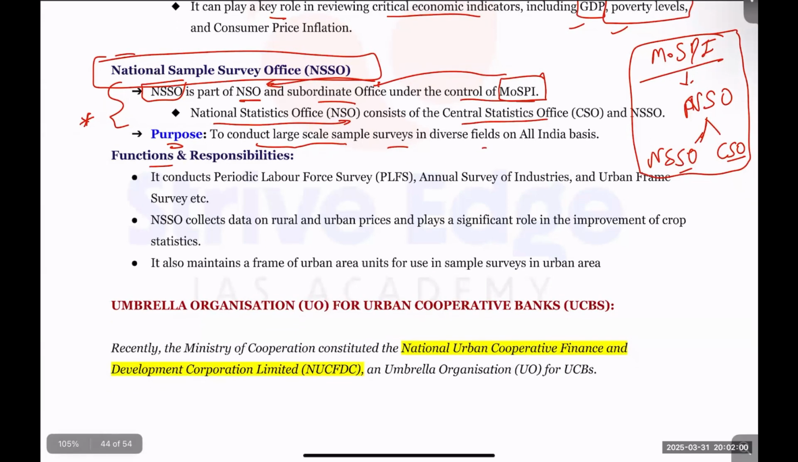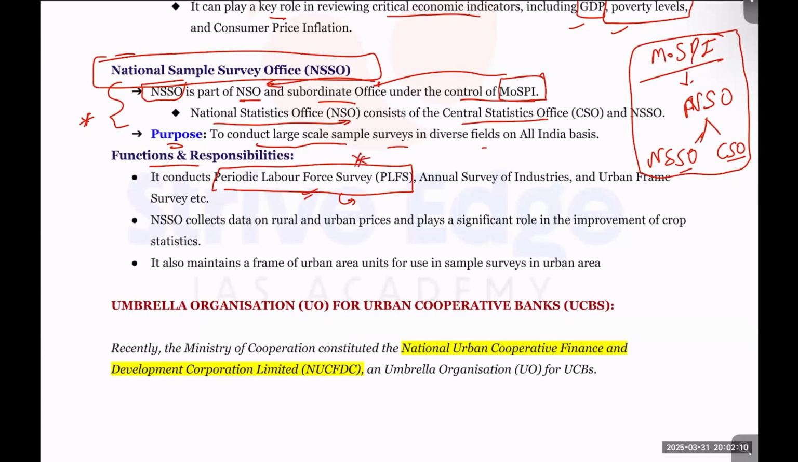Now, what are the functions of this organization? It conducts the Periodic Labour Force Survey, PLFS. So the data about unemployment is given by this survey. It is one of the most important surveys. Then the Annual Survey of Industries. It gives an idea of corporate fundamentals in the country, which you should remember.